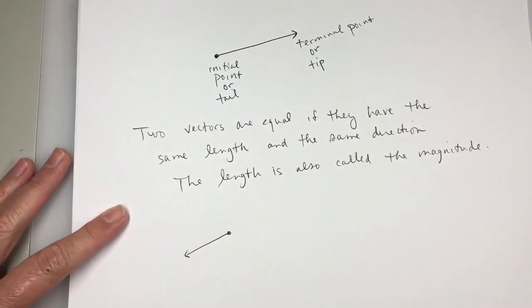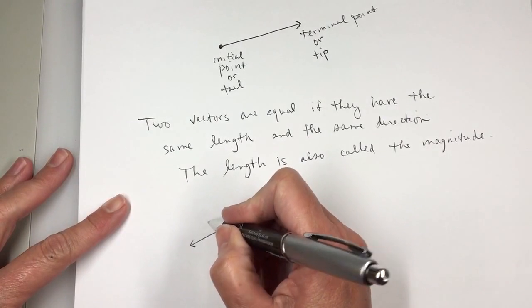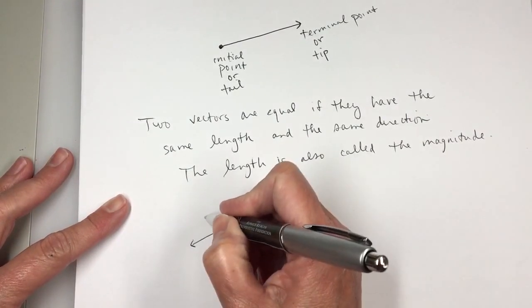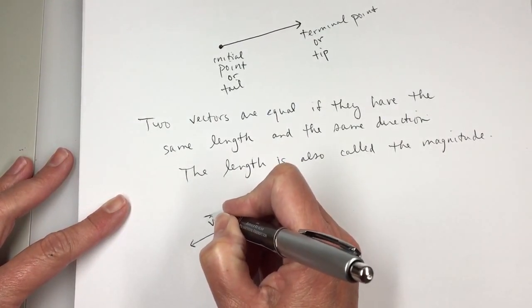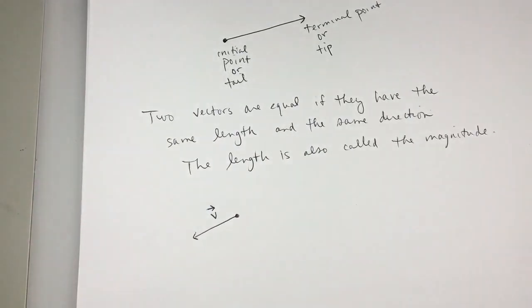I'll call this one vector V. Now what we'll do, in the calculus book, sometimes they'll write V with an arrow on top for vector V. You might have seen some other notations. V with what? A little, call it maybe a hat. That's good. You can do that.